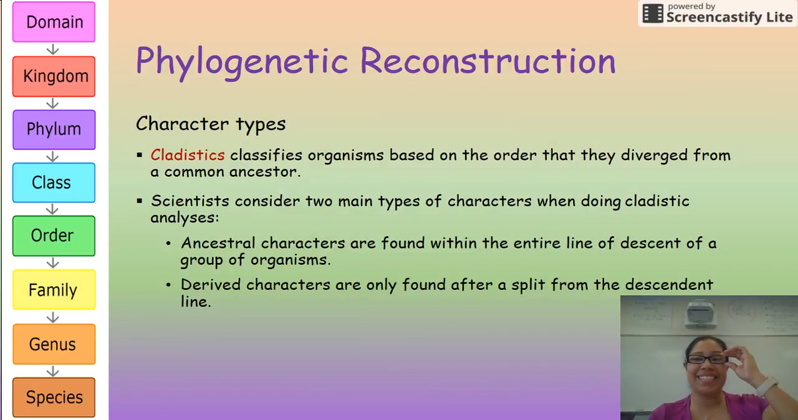All right, cladistics. This is going to show how and where each species divides off from their common ancestor. We're going to look at two types of characters: ancestral and derived. We've talked about these before. Ancestral characters are passed from generation to generation, species to species, and derived characters are going to be new, and they're going to be found after a branching off point.